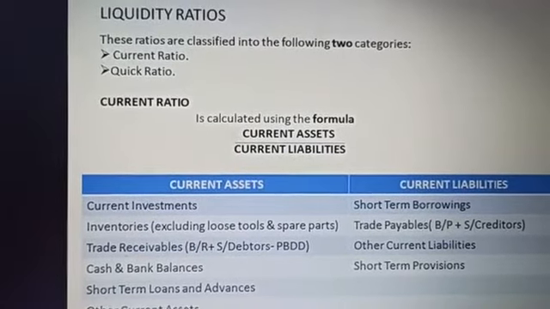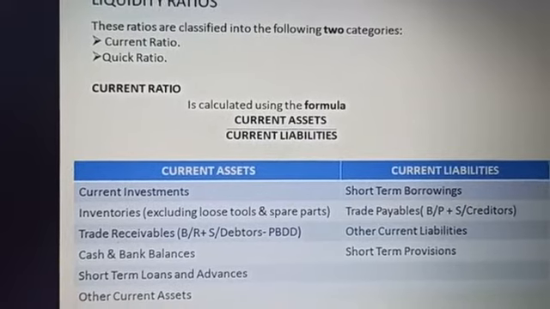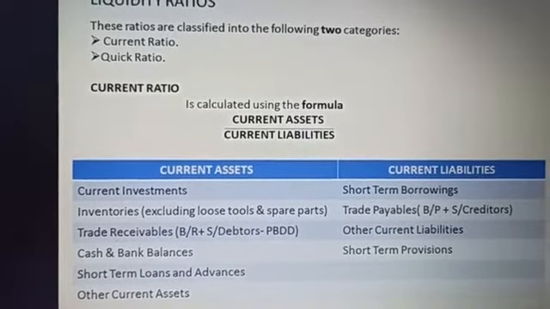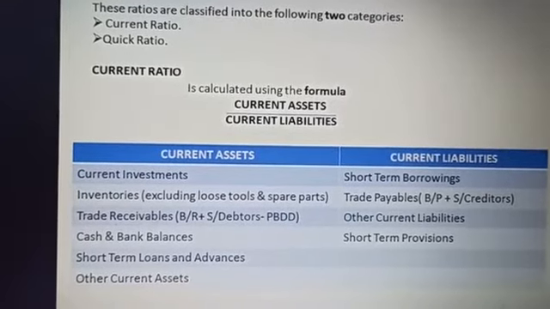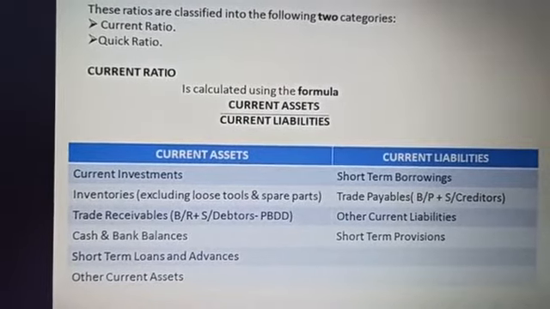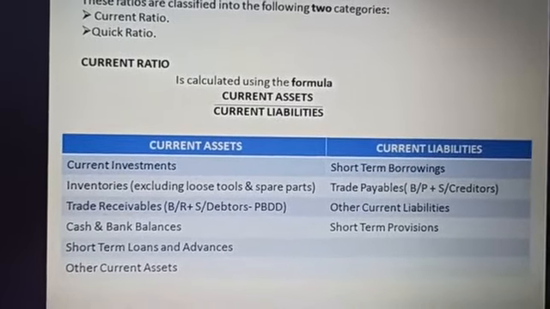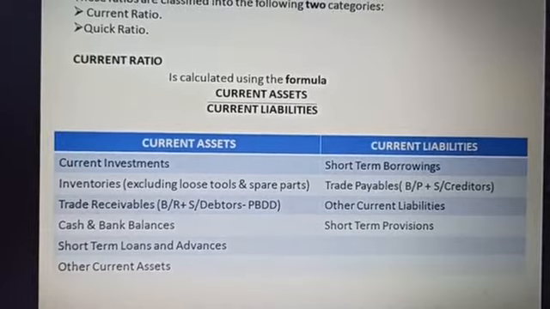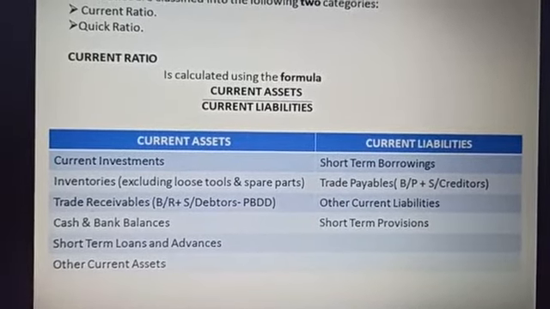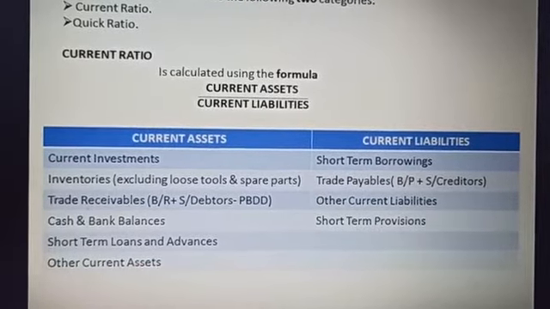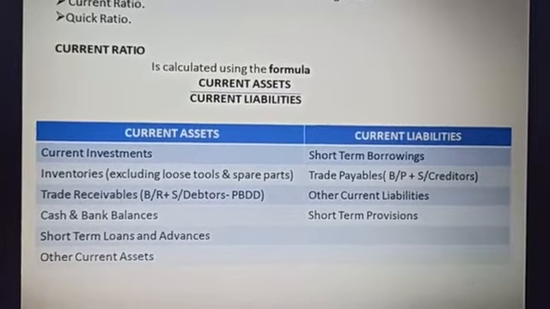Liquidity ratios are classified into two categories. One is current ratio and number two is quick ratio. Current ratio is calculated using the following formula: current assets divided by current liabilities. Now, what are the items which make up current assets and current liabilities? The following chart or table actually shows the various items which make up the current assets and current liabilities.